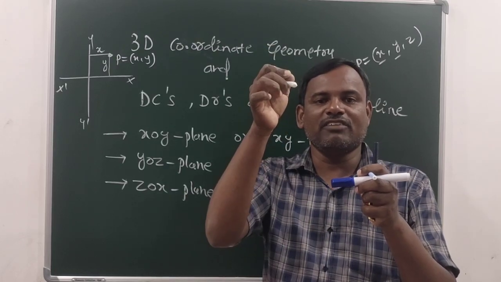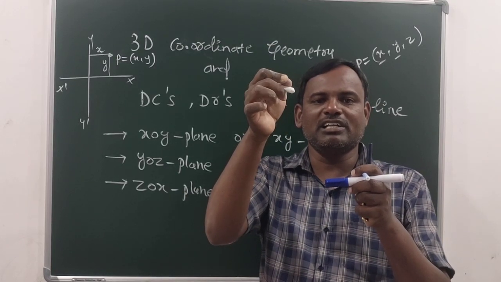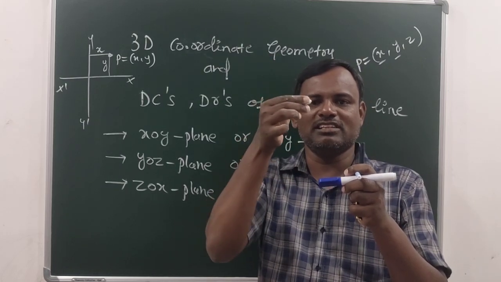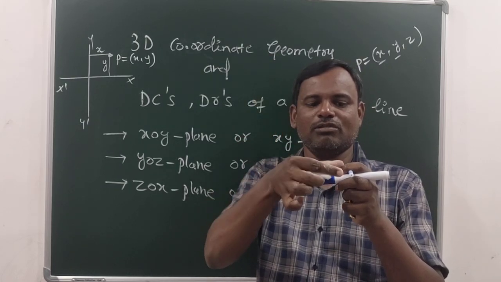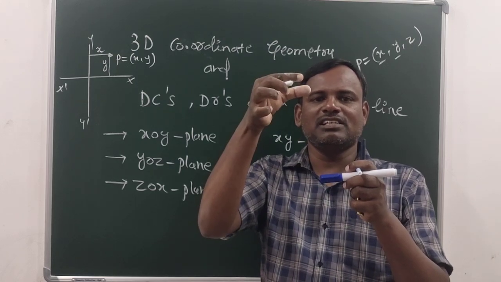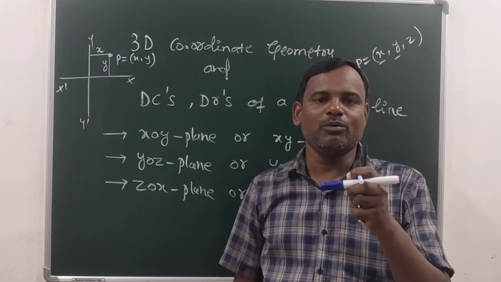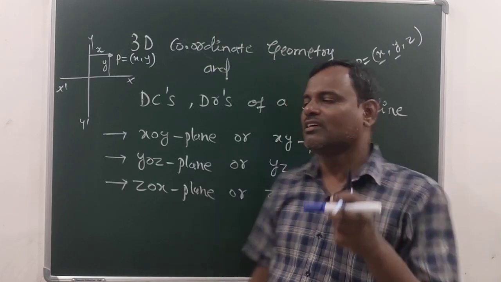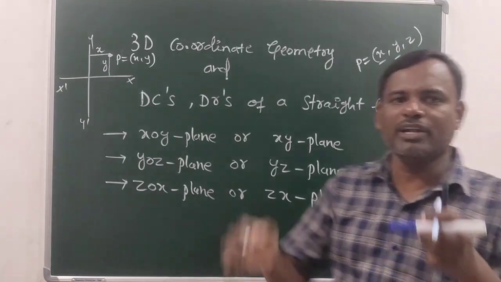What is the y coordinate of this point P? The perpendicular distance from that point to the zx plane. This length is equal to this length on the y axis. Hence, this length will be called the y coordinate of that point. In the same manner, can you define the z coordinate of this point?